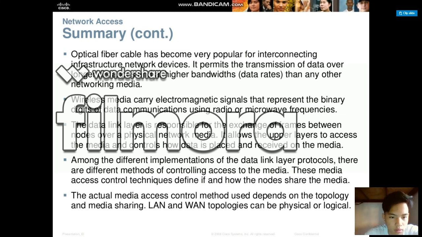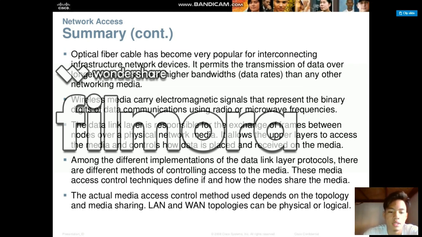The data link layer is responsible for the exchange of frames between nodes over a physical network media. It allows the upper layers to access the media and controls how data is placed and received on the media. Among the different implementations of data link layer protocols, there are different methods of controlling access to the media. These media access control techniques define if and how the nodes share the media.